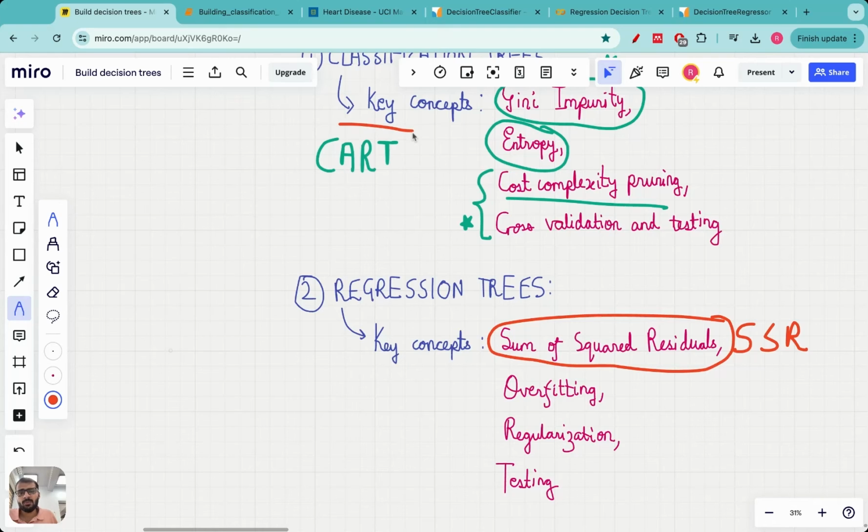And for that also, scikit-learn uses this CART algorithm, classification and regression tree. And the whole goal of this algorithm is that you decide where to make a split based on that threshold which gives you the lowest sum of squared residuals.